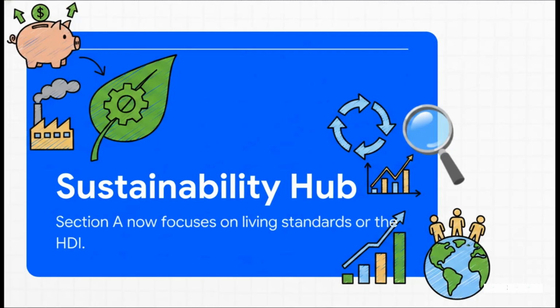You're also going to want this definition locked down tight: economic sustainability. That means meeting current economic needs without compromising the ability of future generations to meet theirs. Why is this so important? Well, historically, the May/June series pivots really hard toward environmental sustainability and industrial microeconomics.